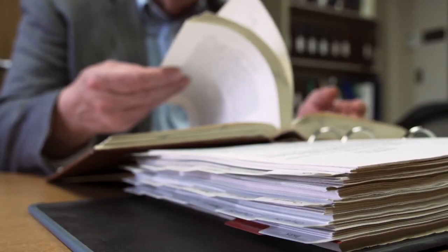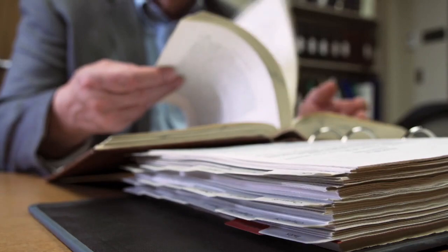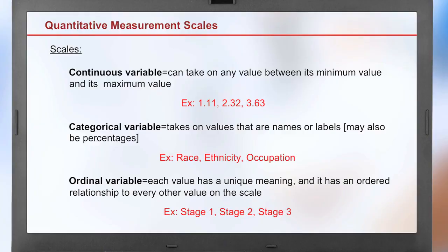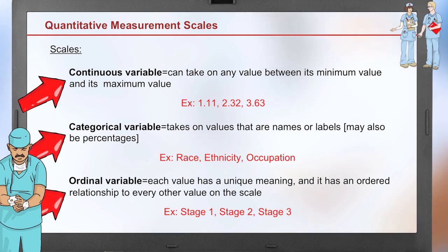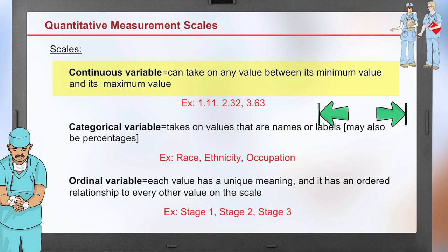Once you've determined your study design and identified variables of interest, you must select a method for measuring each variable. But first, you must determine which variable type you are measuring. In quantitative research, there are three common types. A continuous variable can assume any value between its minimum and maximum values, for example, non-integers.